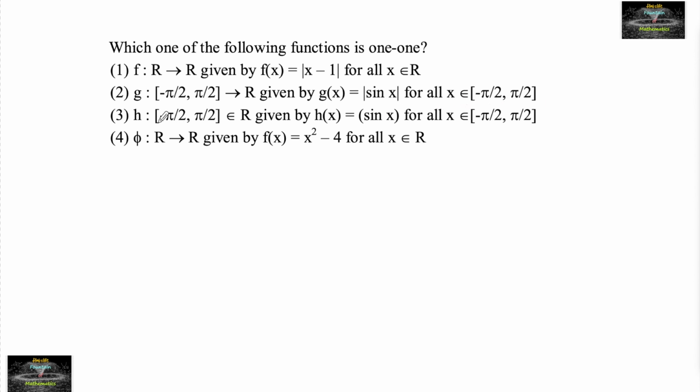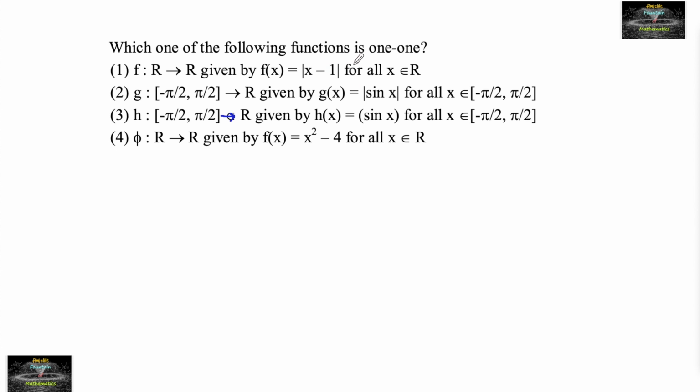And h is a function from minus pi by 2 to pi by 2 to R given by h of x is equal to sin x for all x belongs to minus pi by 2 to plus pi by 2. And fourth, a function from R to R given by f of x is equal to x square minus 4 for all x belongs to R.